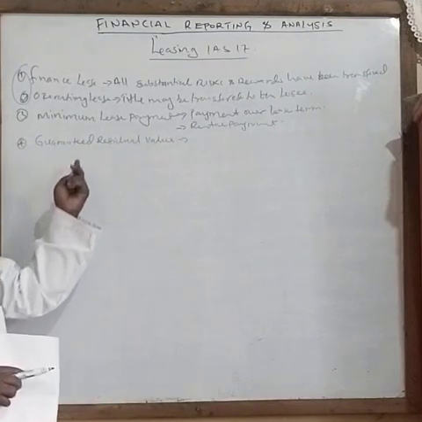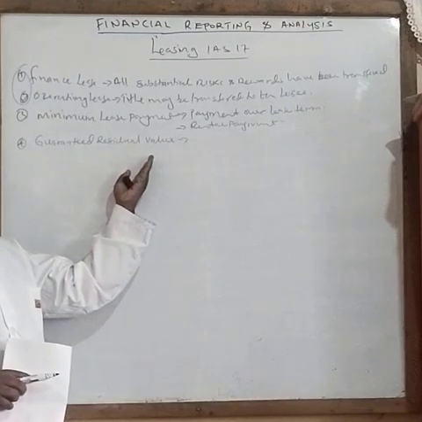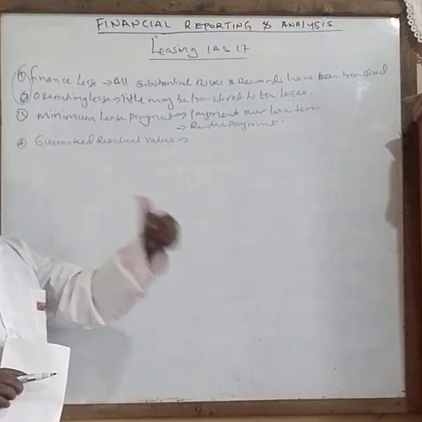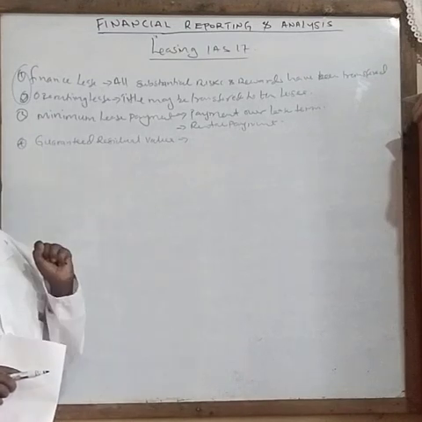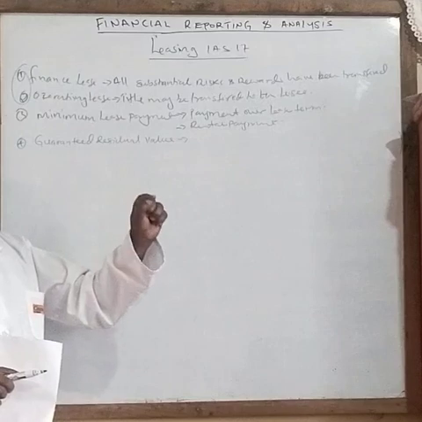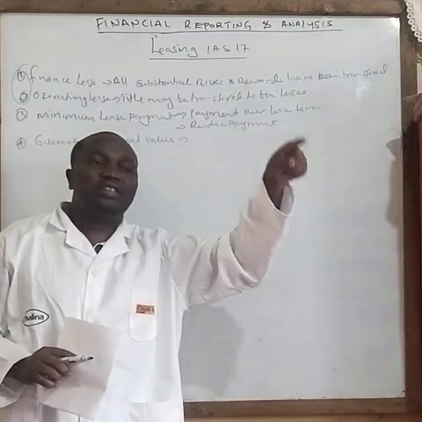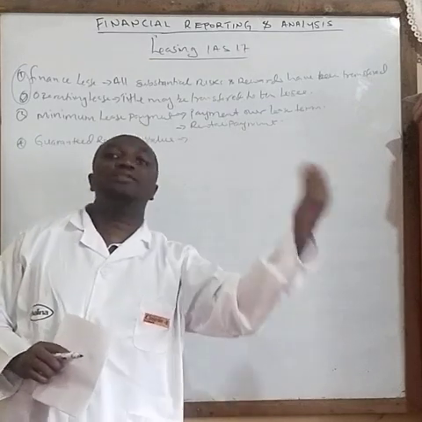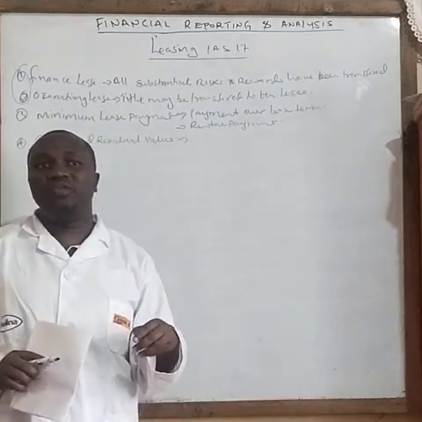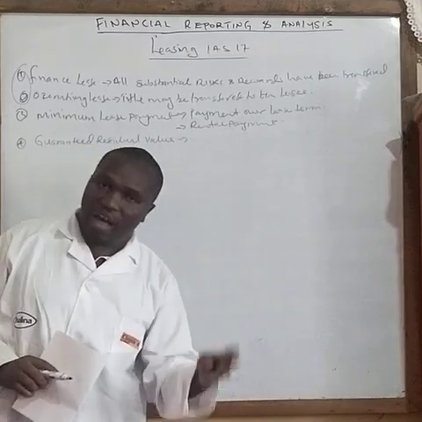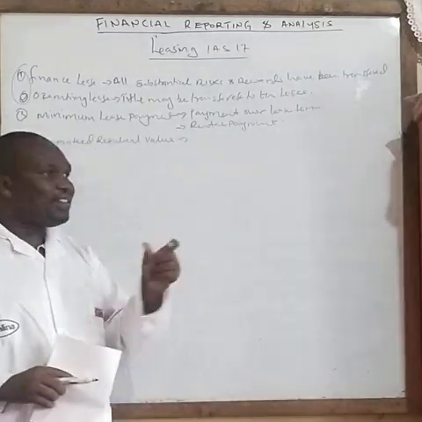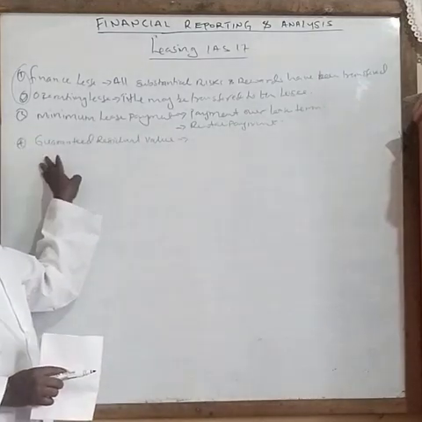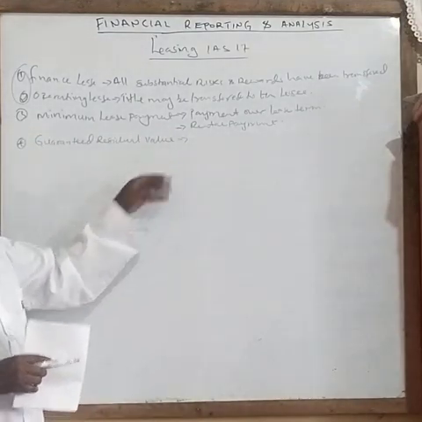Guaranteed here means that this is a sum assured that by the end of that lease term, the lessor is able to enjoy. Either the lessee is able to dispose of or sell that particular asset, and any amount collected from that asset at the end of the lease period will be transferred to the lessor. That amount that is guaranteed to the lessor by the lessee is what we call guaranteed residual value.